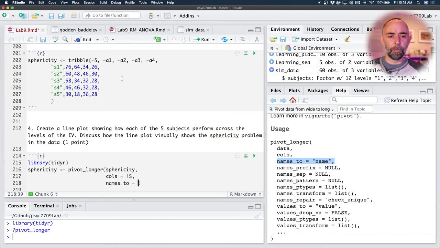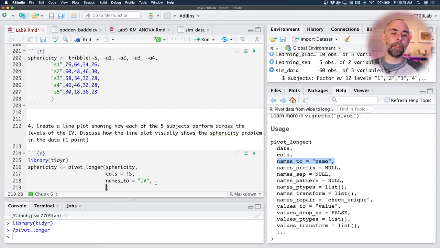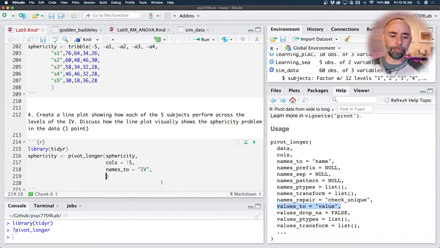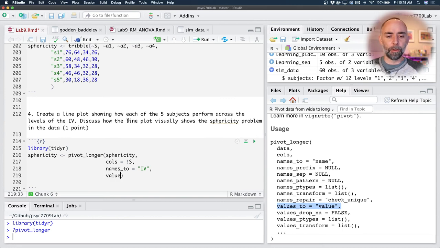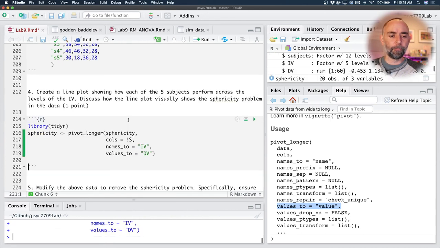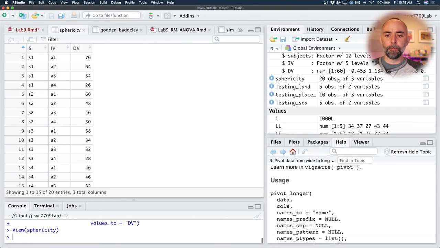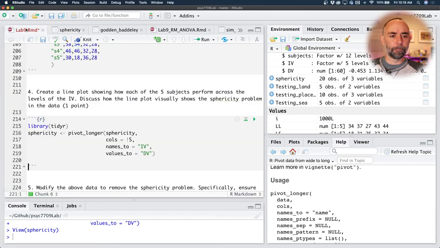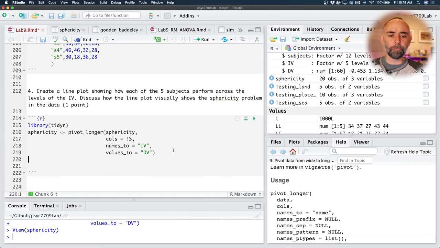Now what are we going to call these four levels of the independent variable? Let's call it IV, independent variable. That'll be the name of the column for the independent variable. We also have values_to. What are we going to call these numbers in here? They're going to get their own column, so we need to call it something. I'll call it DV. So now we've pivoted longer, and we can pop this right into ggplot.